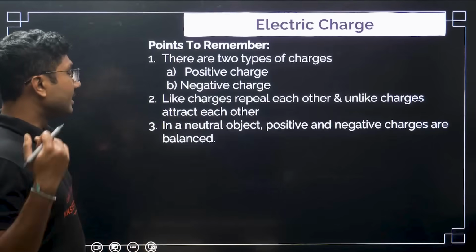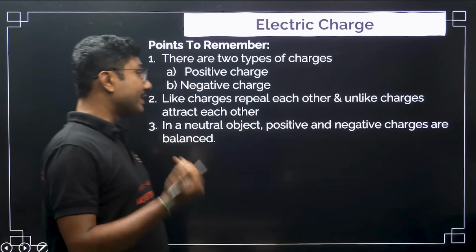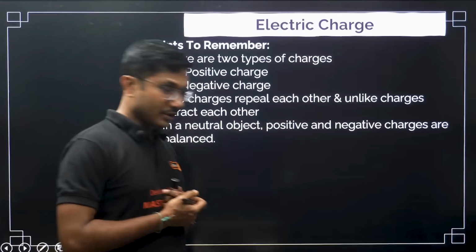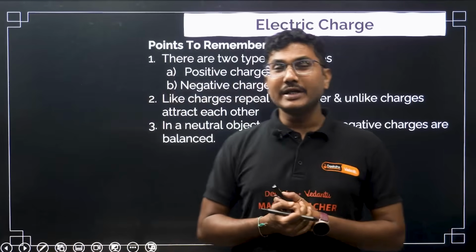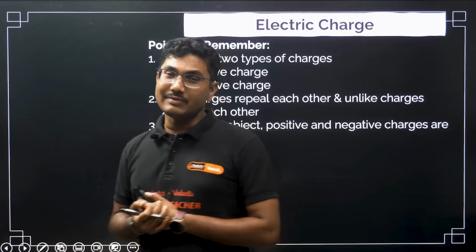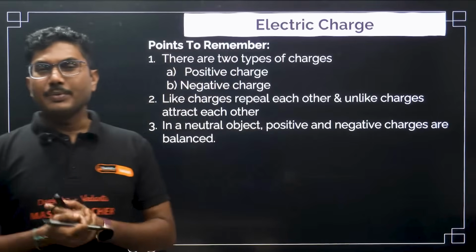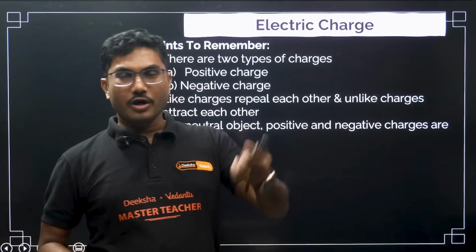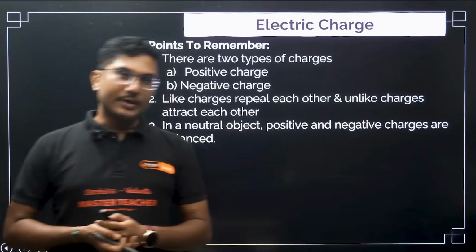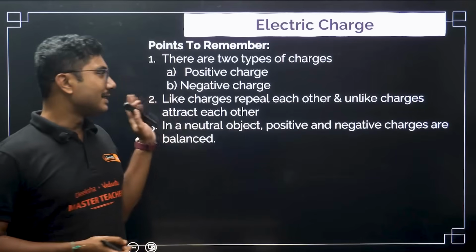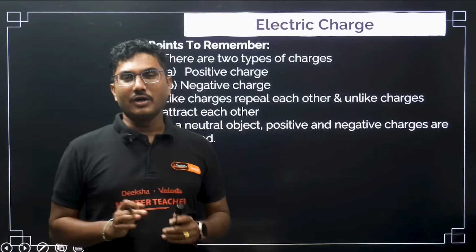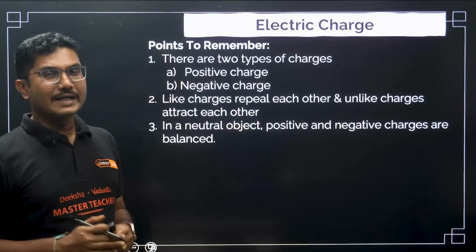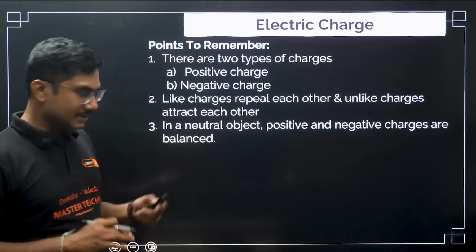Next, in a neutral object, positive and negative charges are balanced. So if the object is neutral, it apparently does not have any attractive or repulsive property. For example, the chair, the table, the pen, the book from where you are studying, or the mobile phone from where you are studying, or laptop. So basically that is a neutral object by default. That means the total number of positive and negative charges in there are balanced.